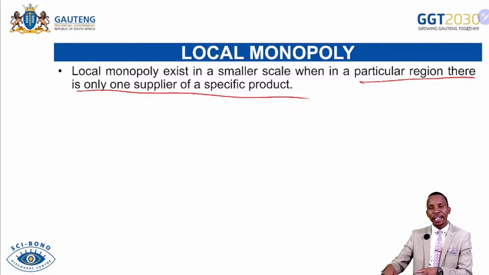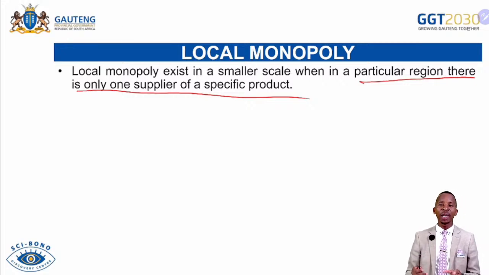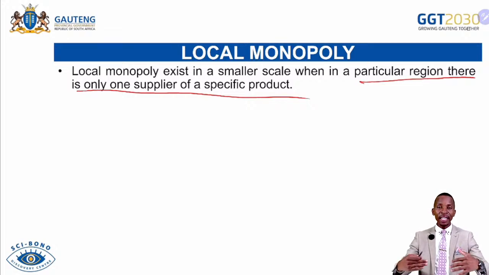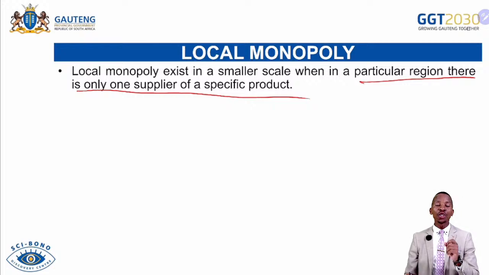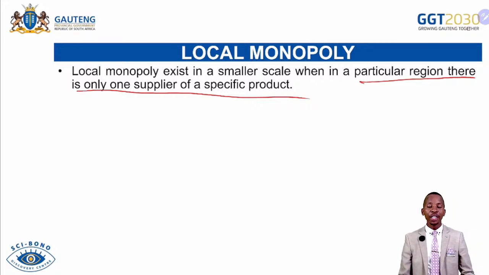In a particular area, there is only one supplier of the product, but there are suppliers of the product in other places. For instance, there can be a doctor in a particular region, the only doctor available in that region. But in other regions, there are doctors. So within that region, the doctor is the local monopoly because he or she is the only supplier of that product without any competitor.